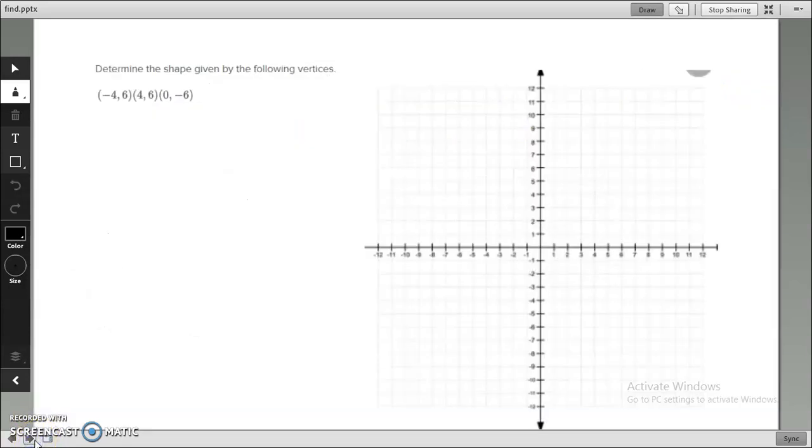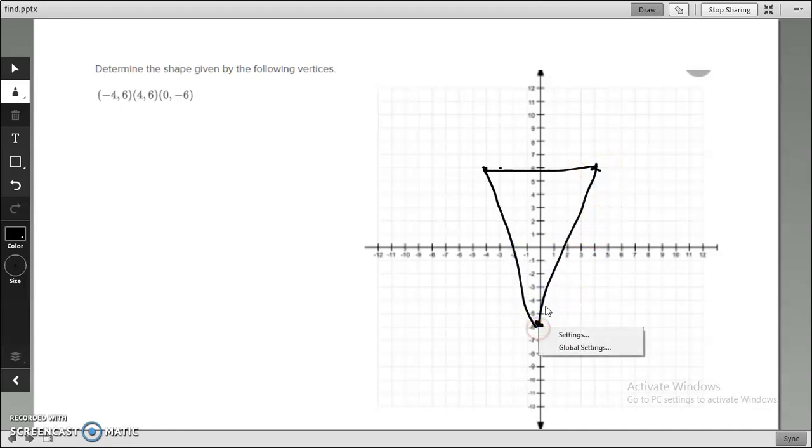All right, the next one, we have 3 points, so it definitely is a triangle. So let's plot our 3 points. We have -4, 6. Oh, 4 is over here, I'm sorry. 4, 6. And 0, -6. All right, so this is a triangle.